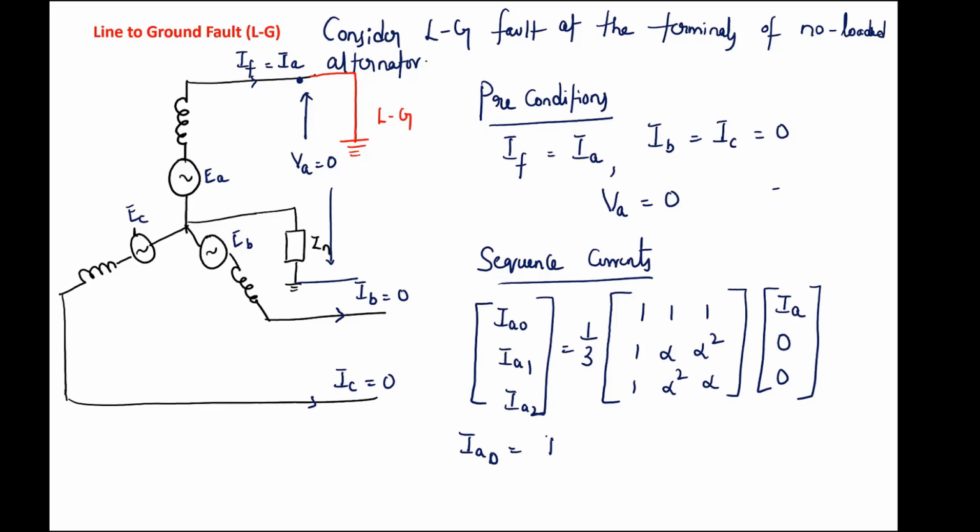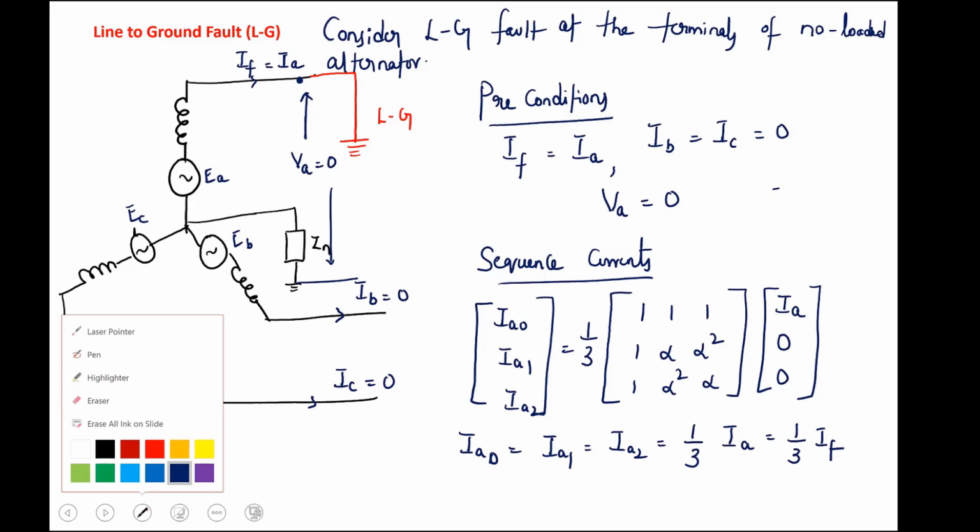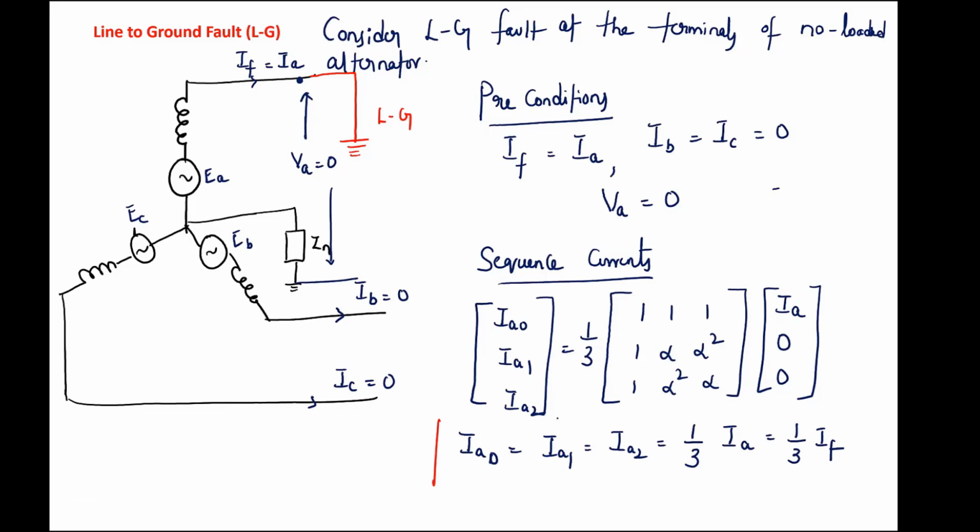IA0 is equal to IA1 is equal to IA2, that is equal to 1 by 3 into IA, that is 1 by 3 of the fault current. That is the first important result of the LG fault. In a single line to ground fault, all these three sequence currents are same.